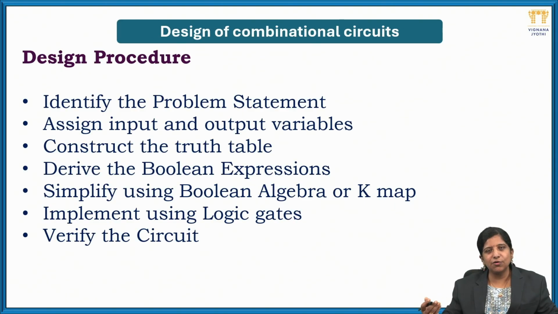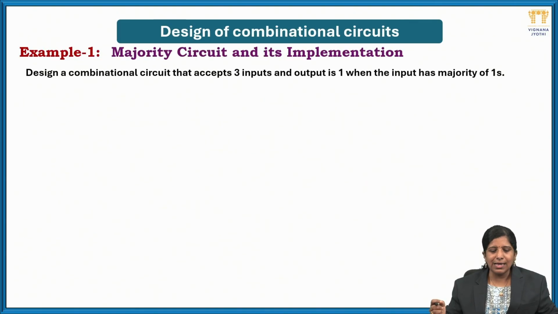If the functionality of the circuit is satisfied, we say our design circuit is perfect. Now, I'll explain this with a simple example, the majority circuit and its implementation. Here we are designing, just read the question: design a combinational circuit that accepts 3 inputs and the output is 1 when the input has a majority of 1s. Now here the problem is given.